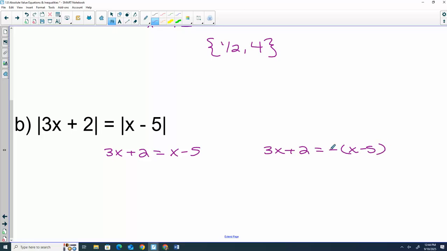Okay, notice I put my negative out in front. You just have to make one of the two sides negative. Doesn't matter which. But I wrote it out there so we could see we have to distribute that negative to both terms. So then if we solve, we get 2x equals negative 7.